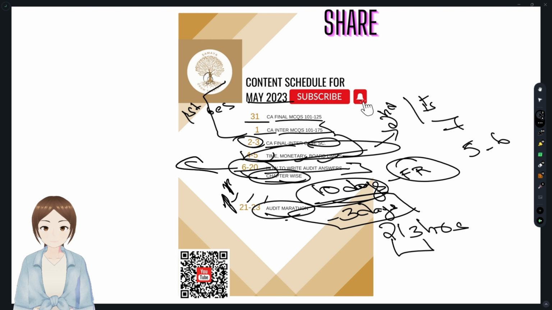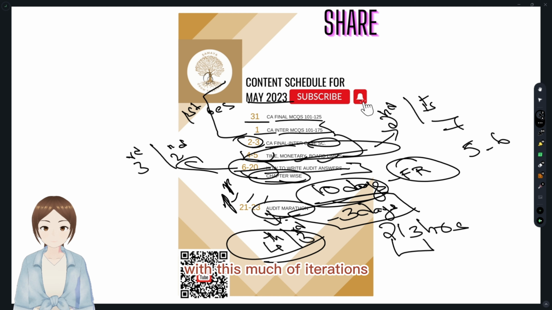And with 6 to 20, it would be either your third revision or second revision. In audit marathon, it would be your fourth revision or third revision. It's this much of iterations you could retain until your examination, and put the topics or subject matter into your head, because that's what we do. Audit is the subject. We are auditors, right? That's what we work on. So it is better for us to understand the concept, because it would help in our professional life also.